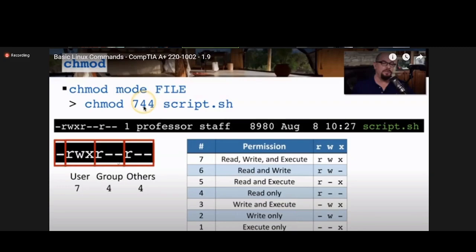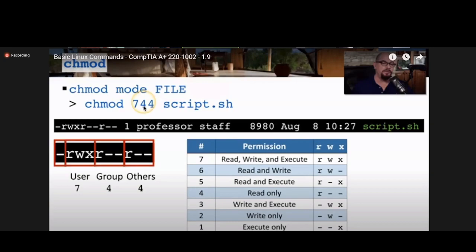W for write. It means I can change the content. X for execute if I want to run the file. So you can see here, if all these three permissions are on, then they are equal to 7.